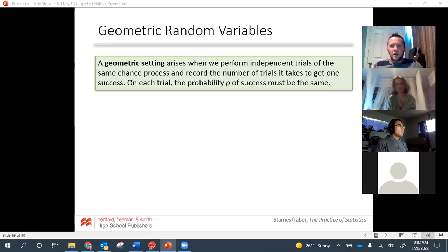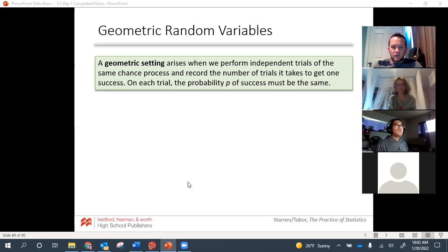For example, a basketball player is going to shoot until they miss. Now, until they miss, you would think that would be a bad thing, right? But you're going to think of it as they're going to make. How many can you make until you miss?